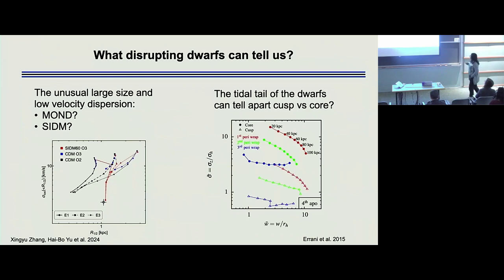And this is another work done by Rafael Irani, way before Antlia 2 and Crater 2 were discovered. If I understand correctly, they claim the ratio of the velocity dispersion of the tail versus the dispersion of the core is cusp versus core dependent. If it's a cusp, then it should be very similar. But if it's a core, then the stream should be much hotter than the core. So those are the predictions. I think we are really at the era where we can make those comparisons using the observational data we have.